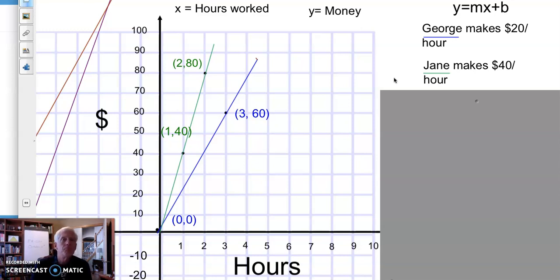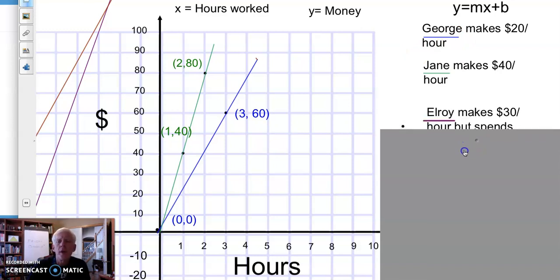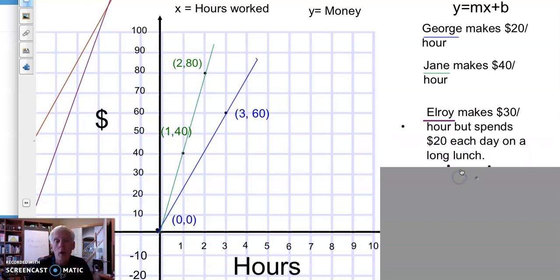But you know, George and Jane have two kids, and their kids also had jobs. And their jobs were a little bit different. They had a boy, his name was Elroy. And Elroy made $30 an hour. So he made more than George, but less than Jane. But the thing about Elroy is he loved his job. He loved the guys he worked with so much that every day he'd make $30 an hour, but every day he'd spend 20 bucks on a long lunch. Okay? So he makes 30 bucks an hour, but he spends 20 every day.